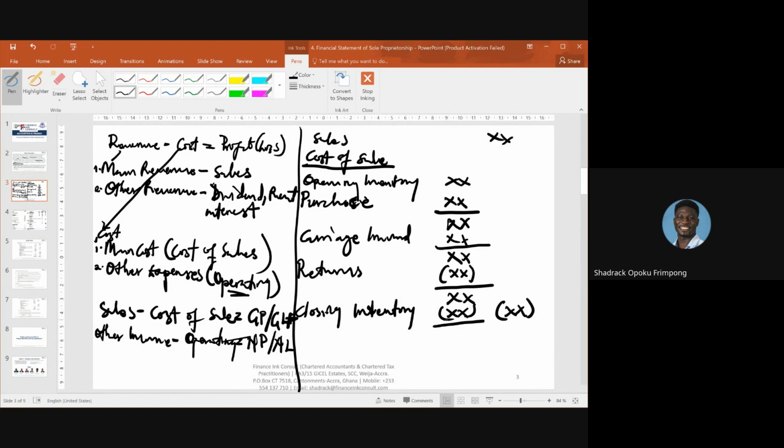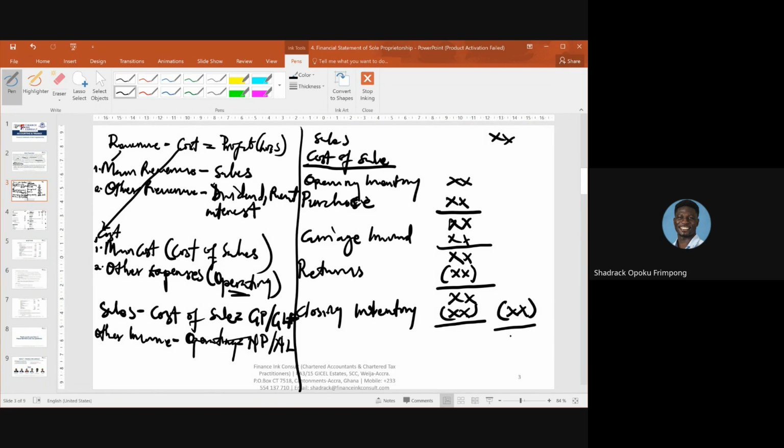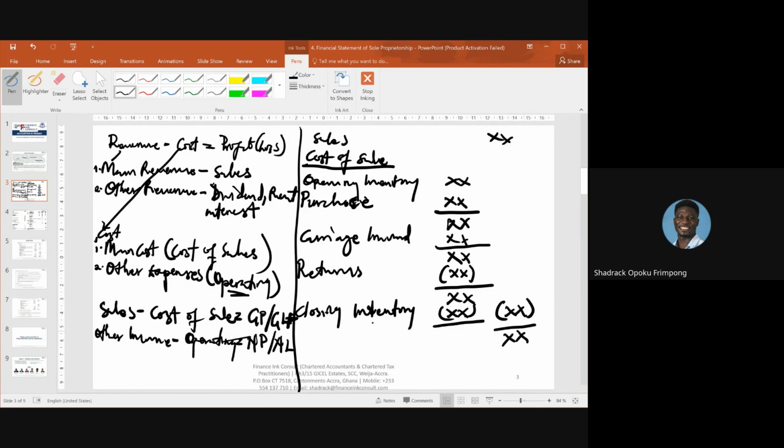This inventory, the closing inventory, has not been sold yet. So it means it did not generate revenue. So if we want to know the cost of the goods or the cost we have incurred to generate this revenue, then we have to deduct what? The closing inventory from it. So revenue minus cost of sales gives us gross profit or loss.